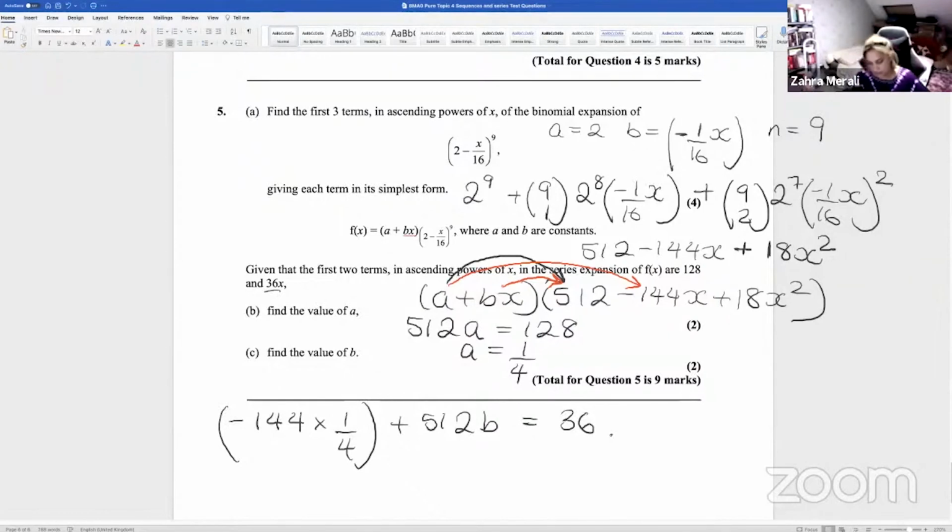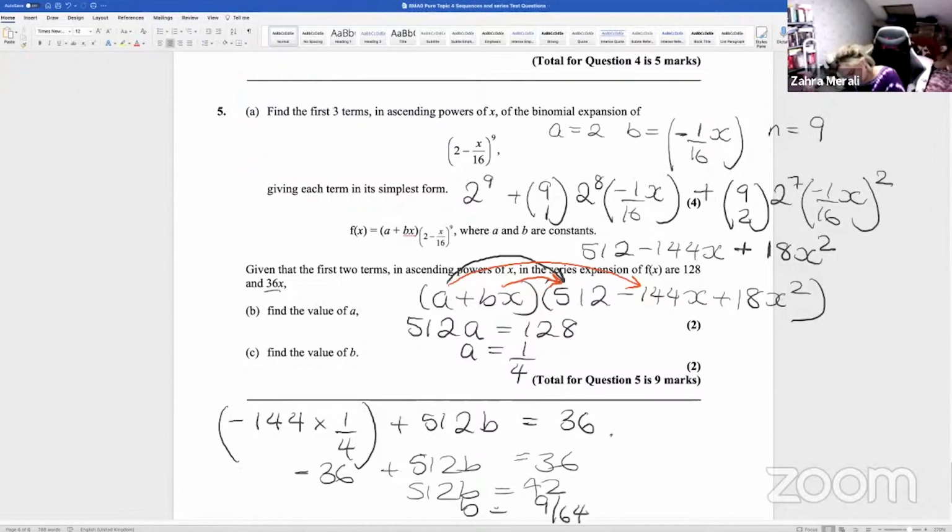So we'll have minus 144 times a quarter. So we'll get minus 36 plus 512b equals 36. 512b equals 72. So b equals 72 over 512, 9 over 64. Right, so we get 9 over 64, which is b, and you've got a, which is a quarter. All right, let's have a look.